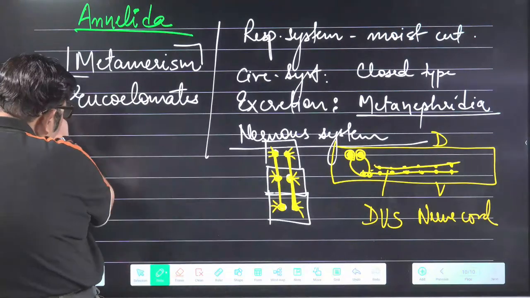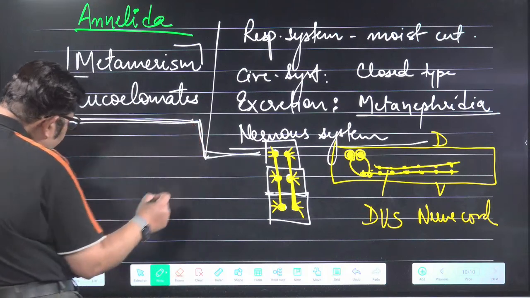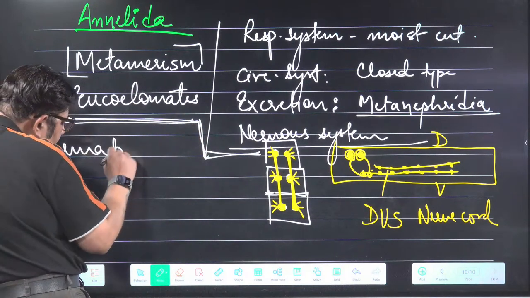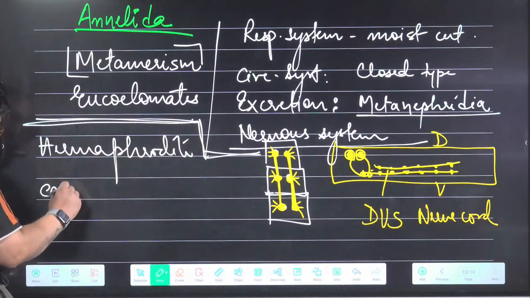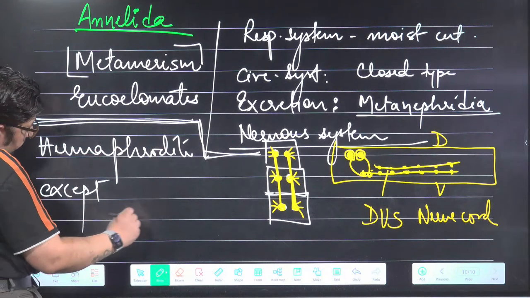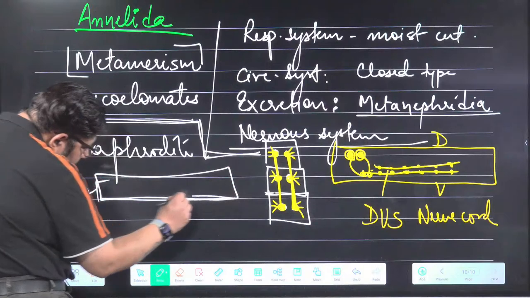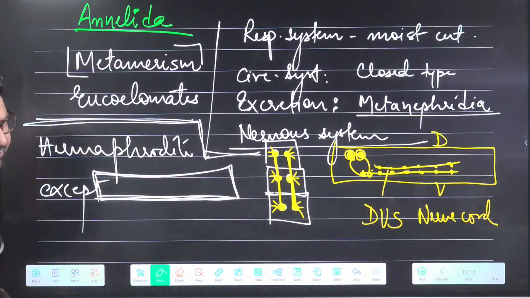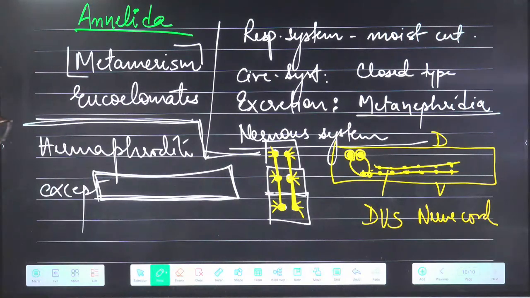Reproduction. Let's talk about their reproduction. So, they are hermaphrodite. They are hermaphrodite, except one. Who is dioecious among them? Exception. Come on, the one that lives in water. Exception. They are hermaphrodites.